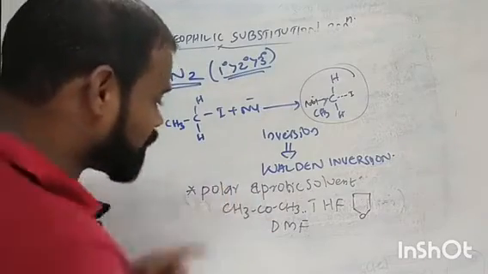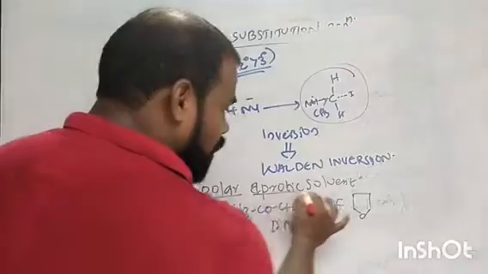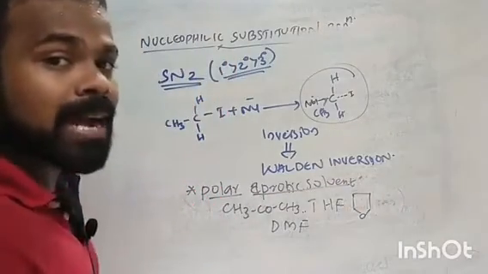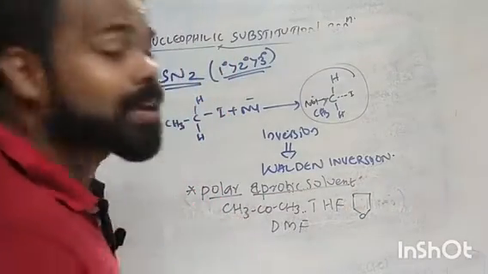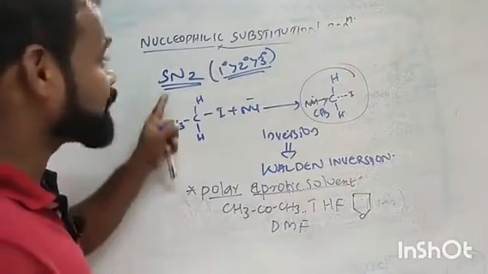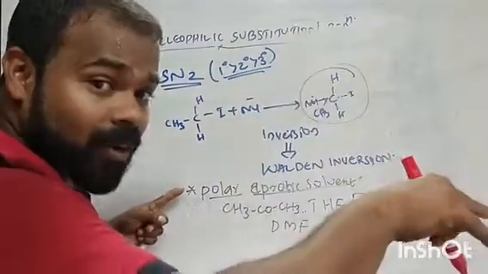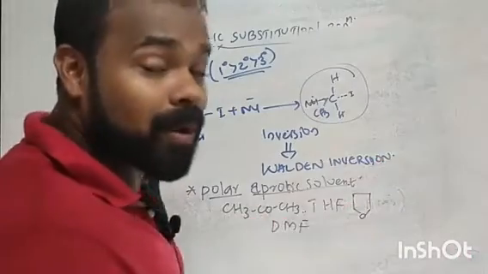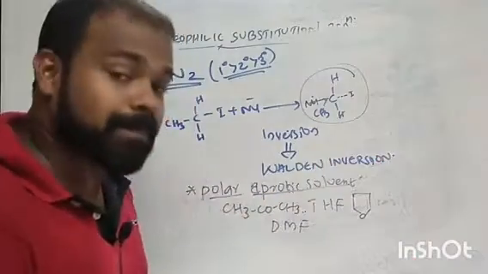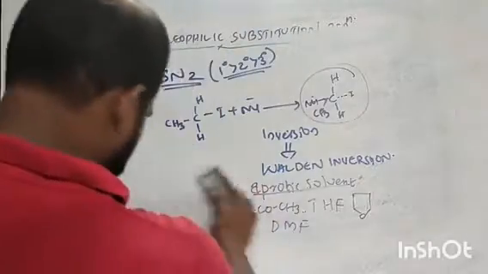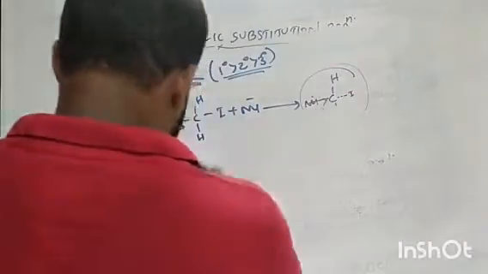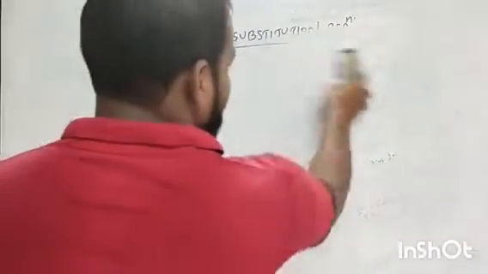These all are examples of polar aprotic solvent. That type of solvent is required here, and then only the SN2 mechanism occurs. In the SN1 mechanism, polar protic solvent. In the SN2 mechanism, polar aprotic solvent. Don't forget the order also.